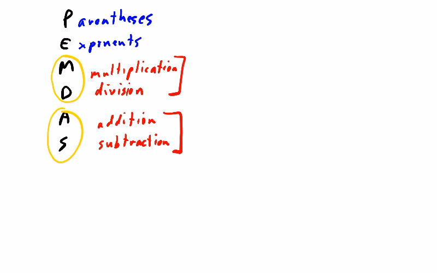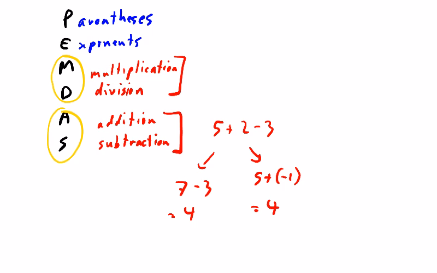Clearly, if I have something like 5 plus 2 minus 3, if I do the addition first, I would get 7 minus 3, which will equal 4. If I do the subtraction first, I would get 5 plus negative 1, which would also equal 4. So it does not matter whether we do the addition first or the subtraction first, and it doesn't matter whether we do multiplication first or division first, but we always do parentheses and exponents prior to doing multiplication or division or addition or subtraction.